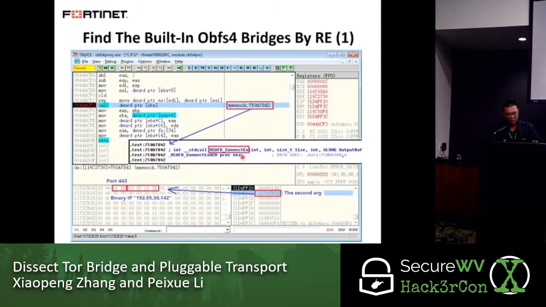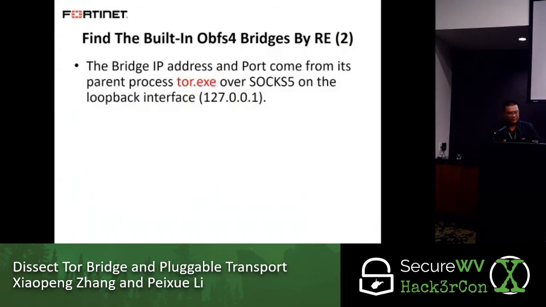This screenshot is of a debugger. It was taken when the breakpoint on this function was triggered, at the time it was about to connect to an OBFS4 bridge relay. From the memory part, as you can see, this is the OBFS4 bridge's IP and port in binary. By reverse tracing in OBFS4Proxy.exe, the bridge IP address and port came from its parent process, that is Tor.exe. This comes from Tor.exe over a SOCKS packet on the loopback interface 127.0.0.1.